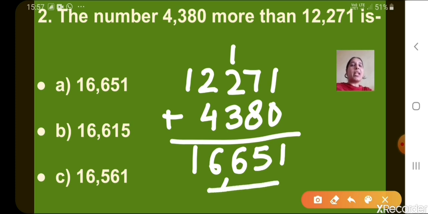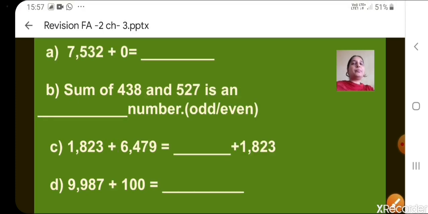16,651. And where are you getting that answer? Yes, option number A is the correct option. So you have to tick there. Okay, 16,651. Now let's move to the next question.